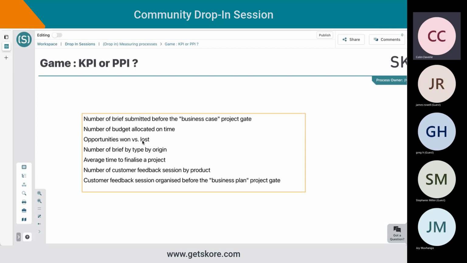Okay, we are following the process. We are doing our sales pitch. We are doing our onboarding, everything. And then as a result, we win or lose. So it's not really related to the process itself. So it's a KPI. Number of briefs by type, by origin. That's an interesting one.